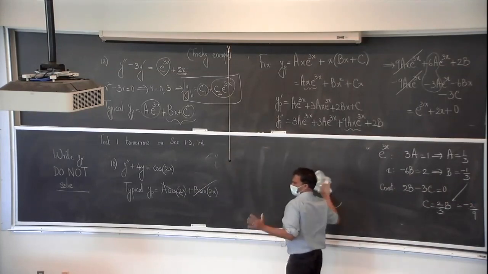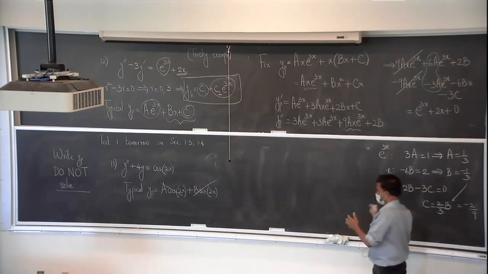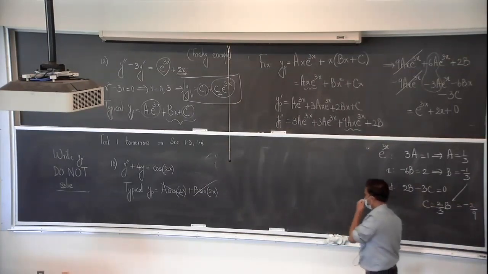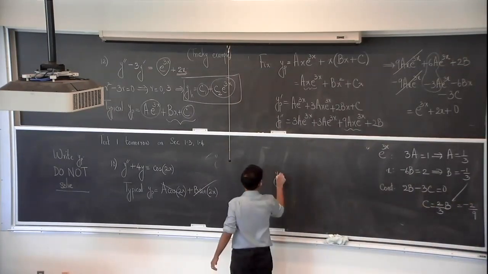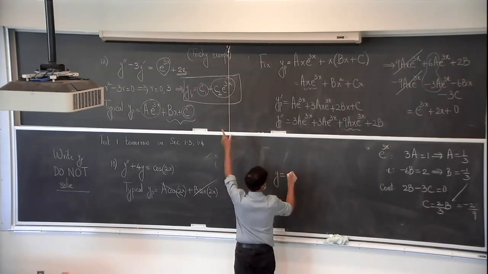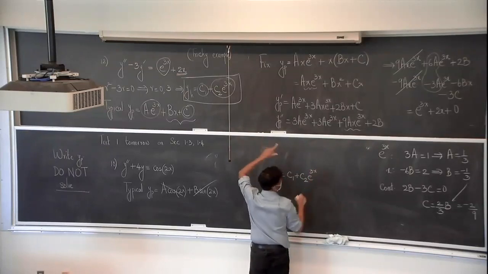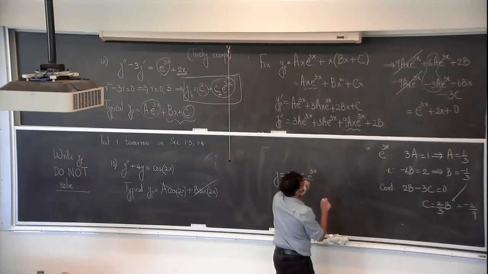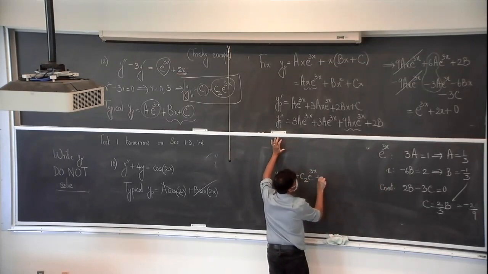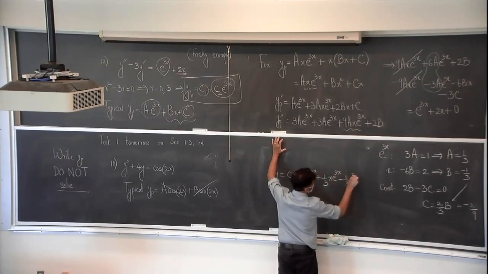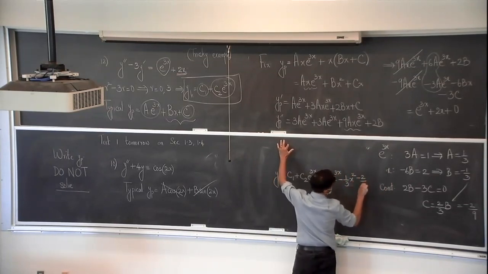Once you see it, it's not too bad. But the first time you do it, it can surprise you, because of this c and c1 being linearly dependent. So the final answer, y equal to yh plus yp. yh is up there, and yp is based on these coefficients: plus a third x e to the 3x minus 1/3 x squared minus 2/9 x.